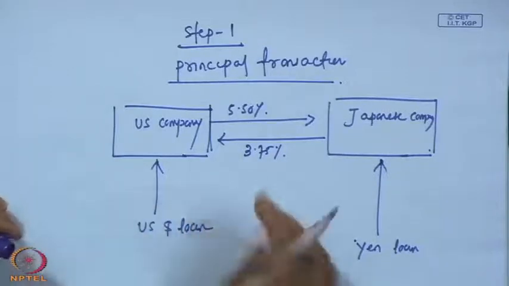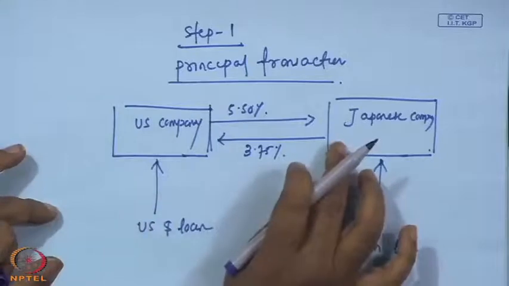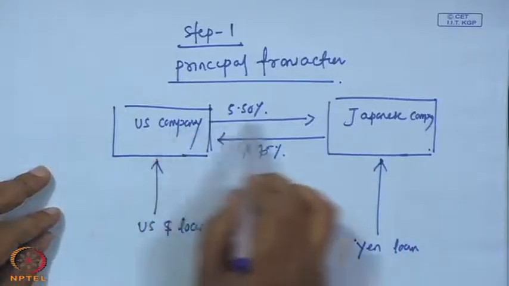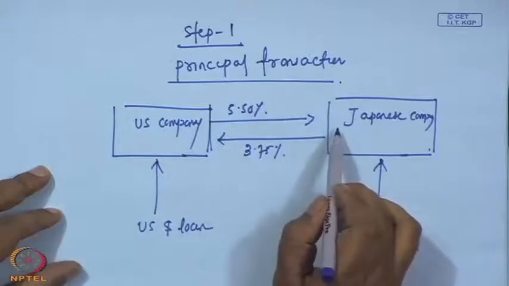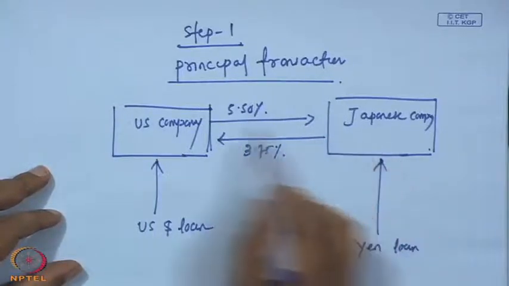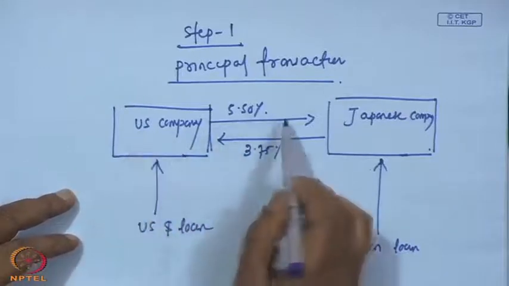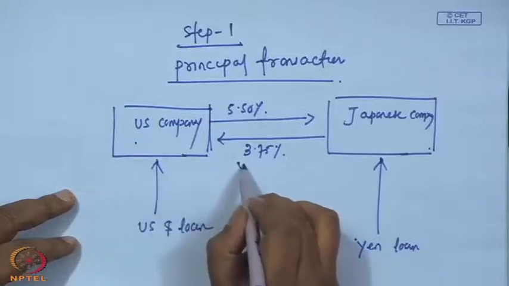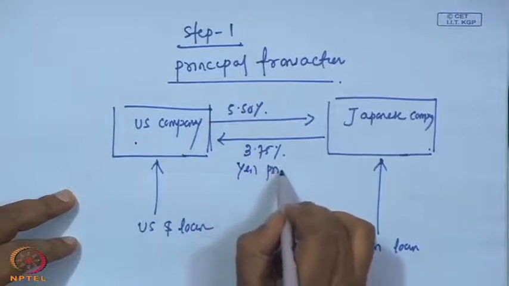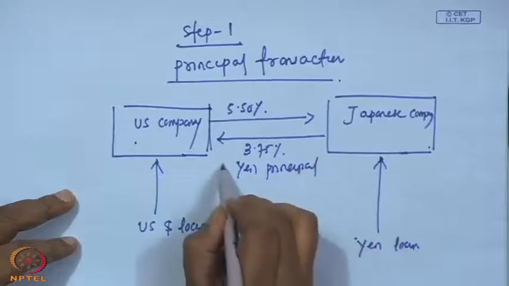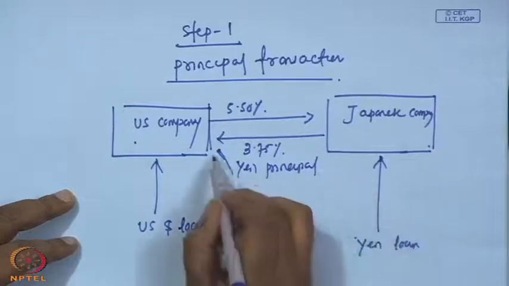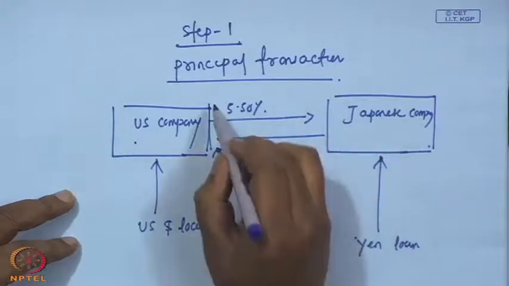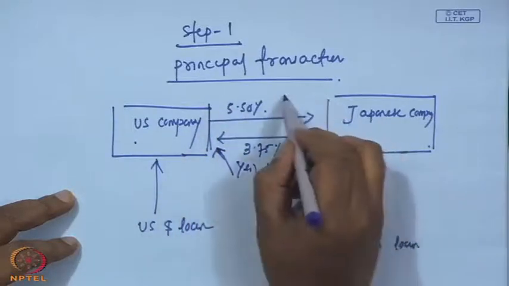So, the yen principal and the US dollar principal transaction take place here. The yen principal will go to the US company, and the US dollar principal will go to the Japanese company.